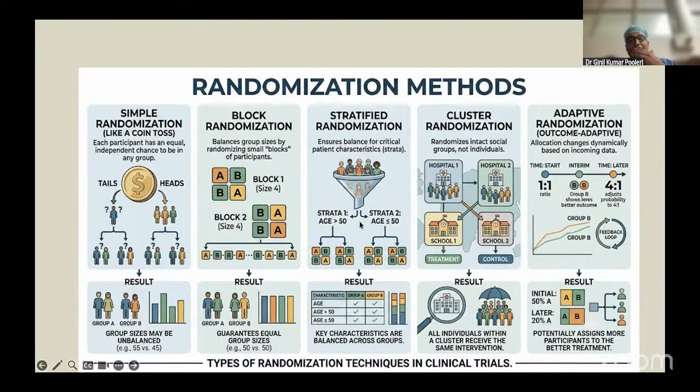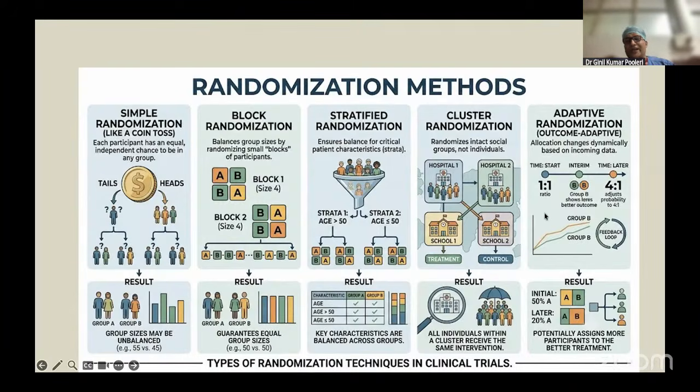Or you can have a stratified randomization, between different strata, like less than 50 age or more than 50 age, have different stratifications, and then have groups in different strata. Or cluster randomization is where you have one treatment in one cluster, the second treatment in another cluster, and you randomize these clusters. This is cluster randomization.